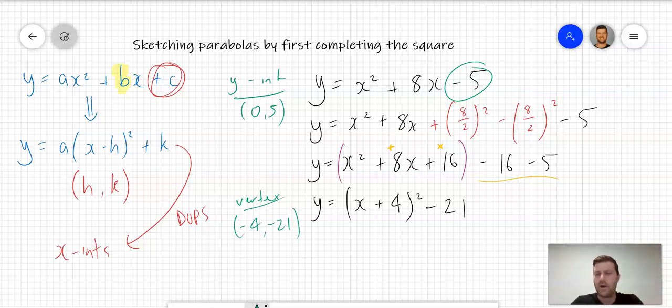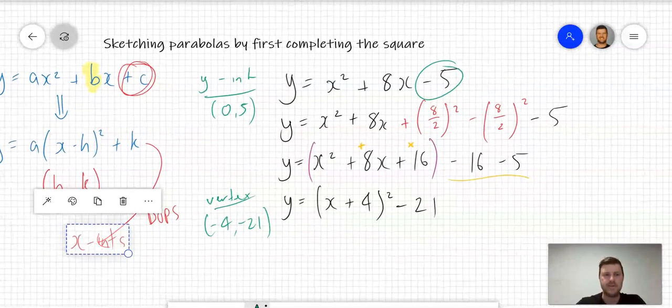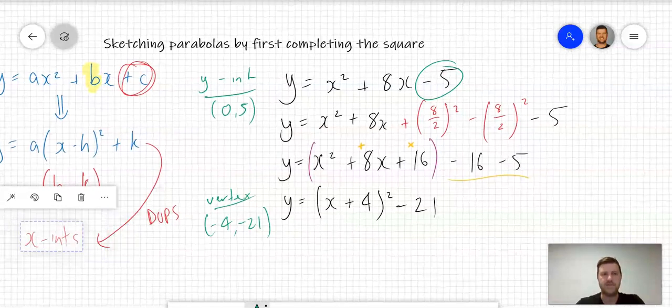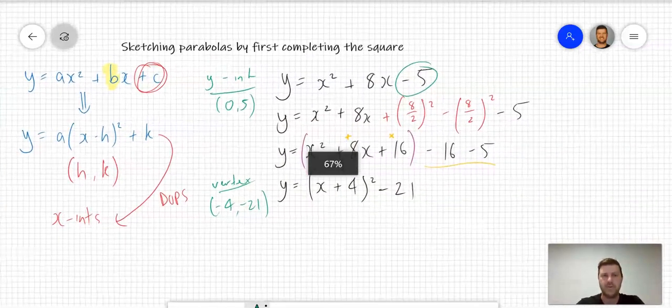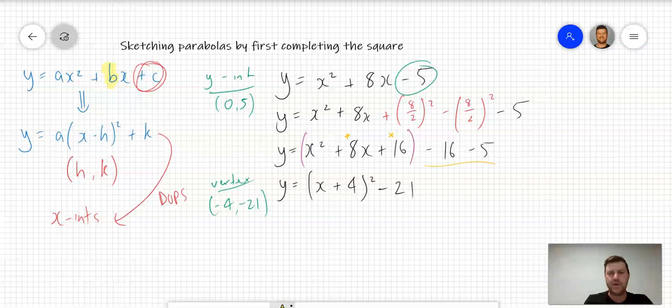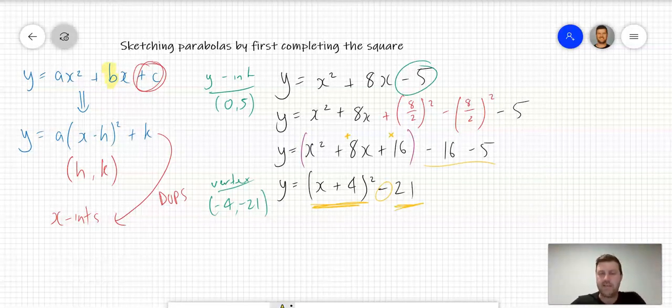Now, to work out my x-intercepts, I need to factorize this using difference of perfect squares. Essentially where I'm at the moment is I have two terms, x plus 4 all squared and 21 subtracted by this minus sign. Remember, if that minus sign was a plus sign, there would not be any x-intercepts. You couldn't factorize that using difference of perfect squares. If this term wasn't here at all, if it was just the perfect square at the front here, say for example x plus 4 all squared, then there's only one x-intercept.